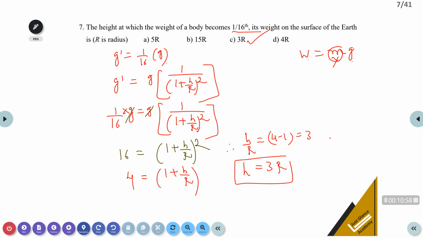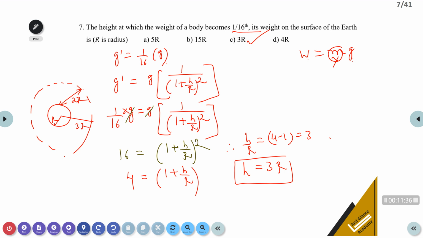Okay, some shortcut methods also you have to follow. If you go at a height of 3R, this 3R means this should be 2R, because this is R. Your g value will decrease. How many times does it become here? 1 by 16th. This trick you have to remember in the shortcut methods.